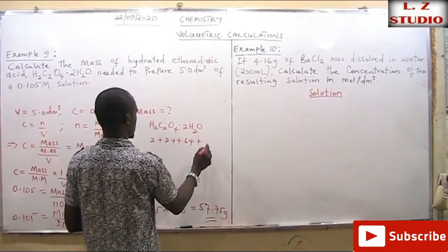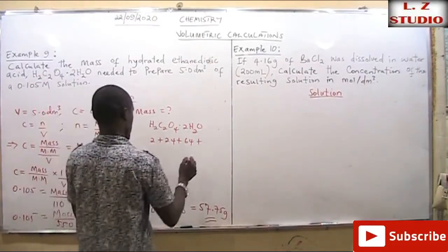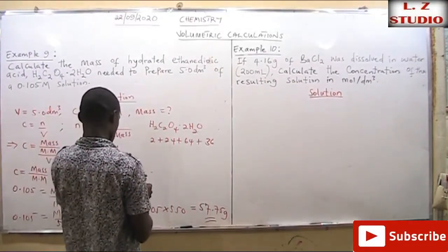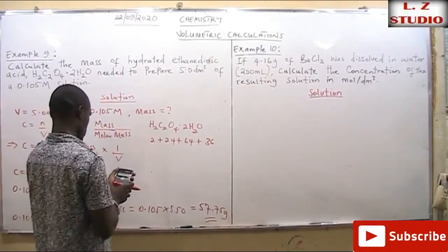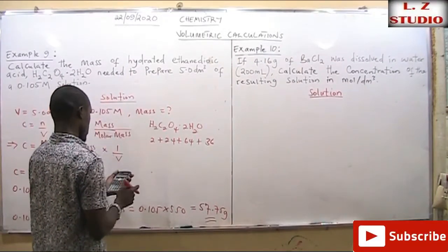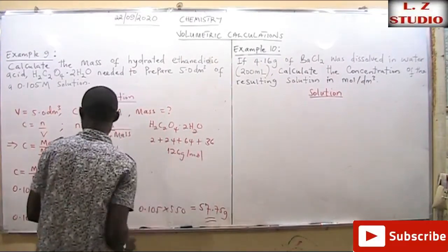64. Plus 2 times 18, we have 36. Please pardon me for that. So when we add up everything, we have 2 plus 24 plus 64 plus 36. We have 126 grams per mole.